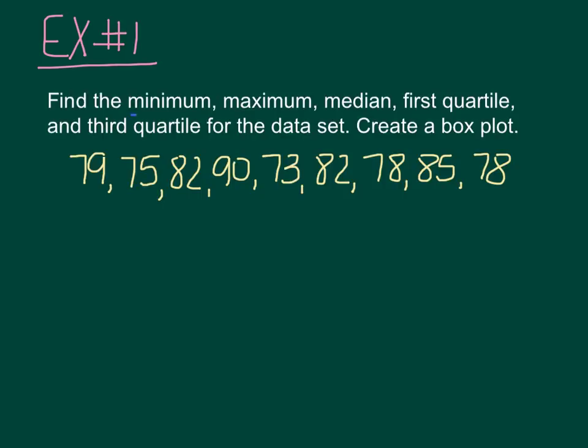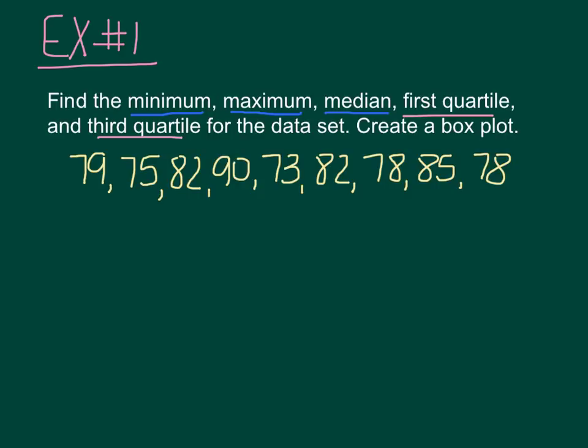We know what a minimum is, that's the smallest value. We know what a maximum is, that's the biggest value. And we know what a median is, it's the number in the middle. So our new terms are really just first quartile and third quartile. And I'm going to show you how to find those. But let's first start with the ones we do know, minimum, maximum, and median.